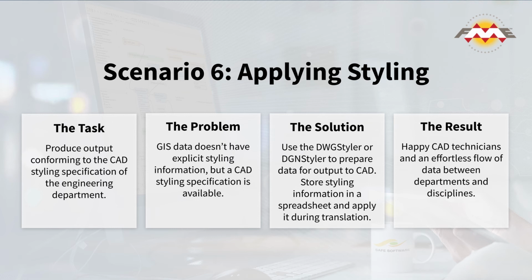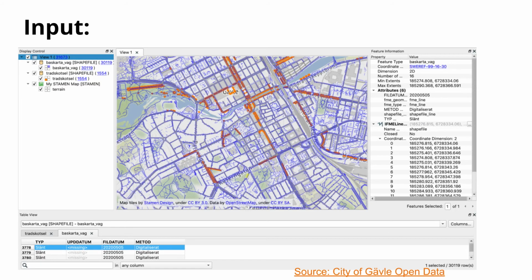We can use a styler transformer to prepare the output for CAD, and we also might store some of that styling information in a spreadsheet and apply it during translation. Because we're going for happy CAD technicians at the end of the day and a fairly effortless flow of the data between departments and disciplines. That's what it's all about. So here's the input. We've got ourselves some of the features in the city of Gävle. They're inside of GIS, and we want to take them and we want to go out to CAD.